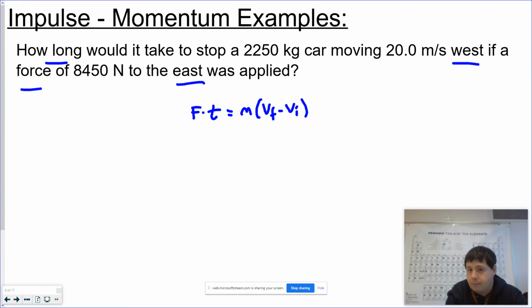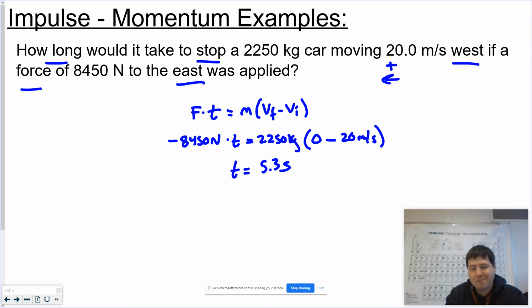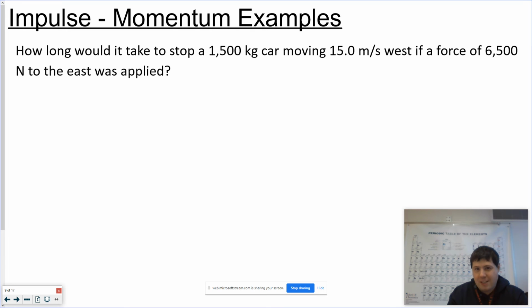Then what I'm going to do is now plug in some numbers. Now the force is to the east and the car is moving to the west. I'm going to go ahead and say that west is going to be the positive direction. That means that this force to the east has to be negative because it is trying to slow the car down. So that times the time equals 2250 kilograms, my mass, times Vf. Well, Vf is going to be 0 because it wants to stop, minus 20 meters per second because that is the initial velocity. Okay, from there, just go ahead and solve for time. That's -20. Multiply that by 2250, divide by the 8450, and you get a time, it looks like, of 5.3 seconds.